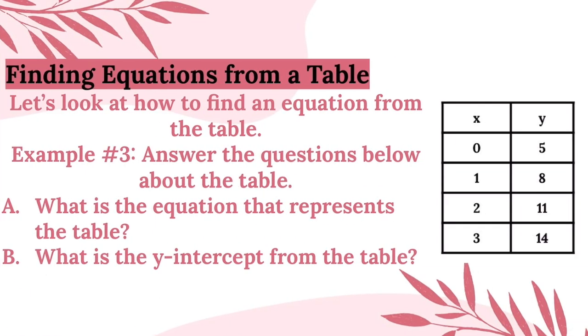Finding equations from a table. So it says, answer the questions below about the table. What is the equation that represents this table? So this is not proportional because we can see here it starts at 0, 0. So now I'm going to see if it's a linear line looking at y equals mx plus b. So we need to find the slope and see if it increases by the same amount. So from 5 to 8, it increases by 3. 8 to 11, 3. 11 to 14, 3. And then the x's are increasing by 1s.